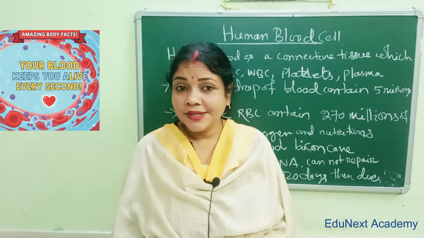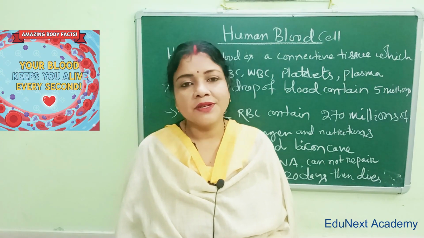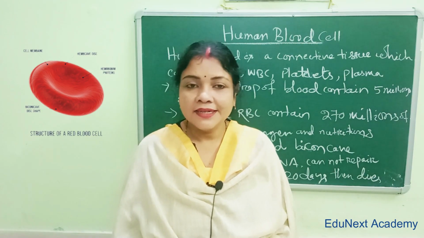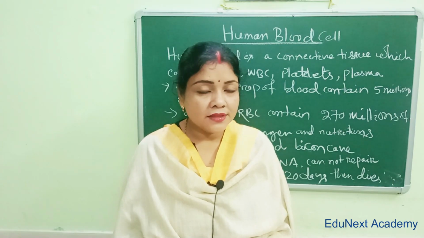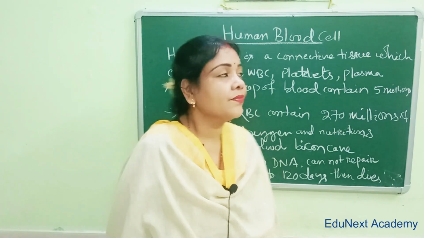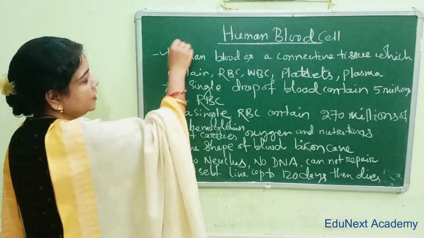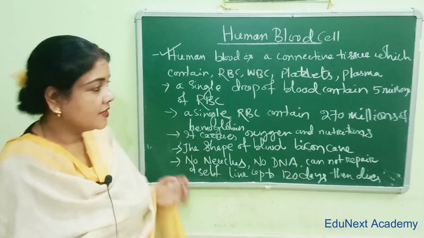I am Annie and today we are going to discuss a very interesting topic in zoology, that is human blood. Human blood is red in color and it carries oxygen to every part of our body. But before going into depth, let us discuss what blood is. Human blood is a connective tissue. This connective tissue contains how many components?